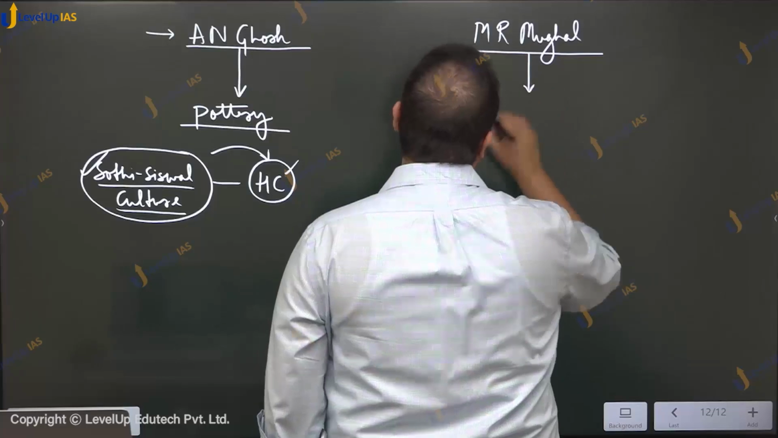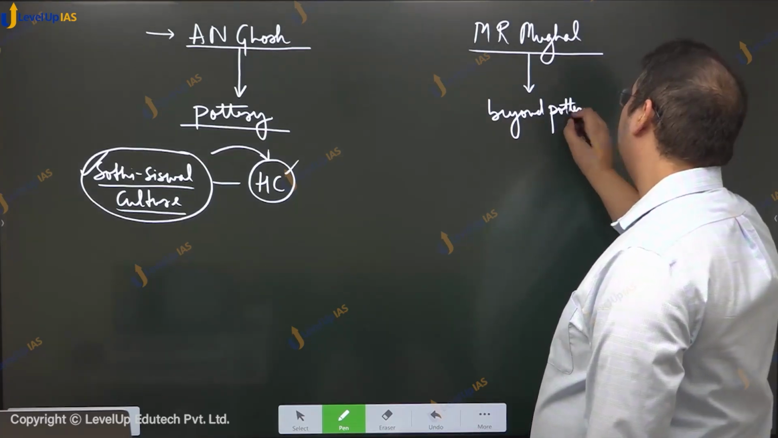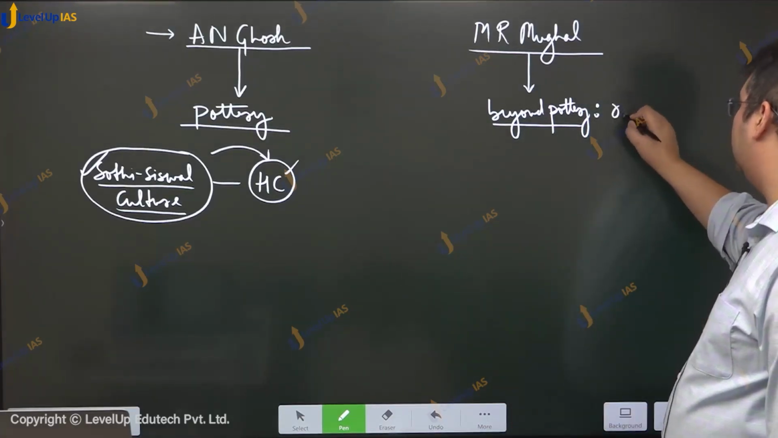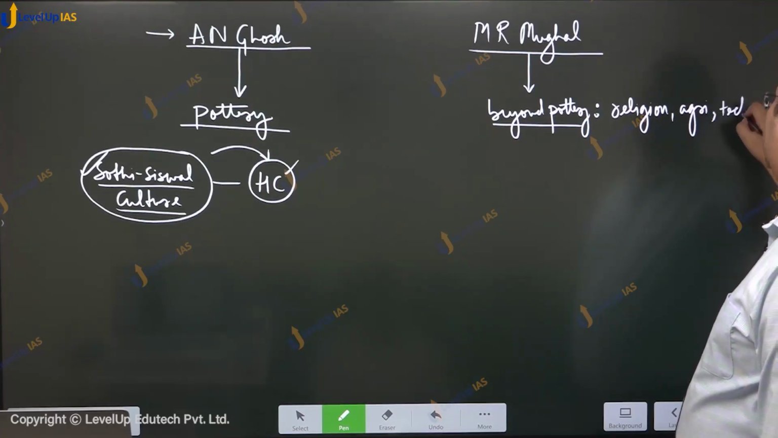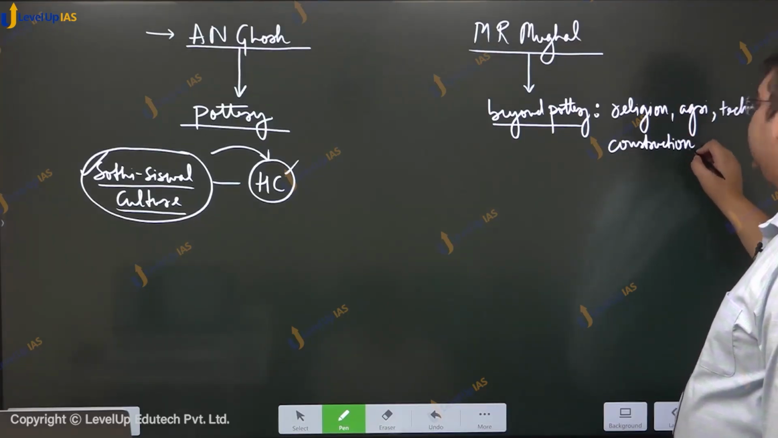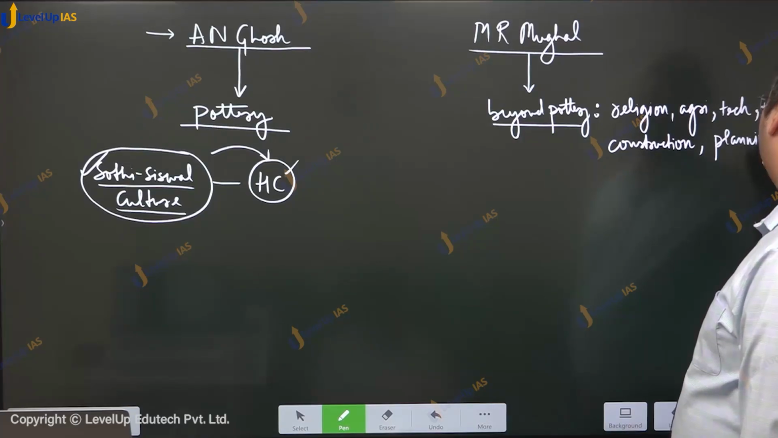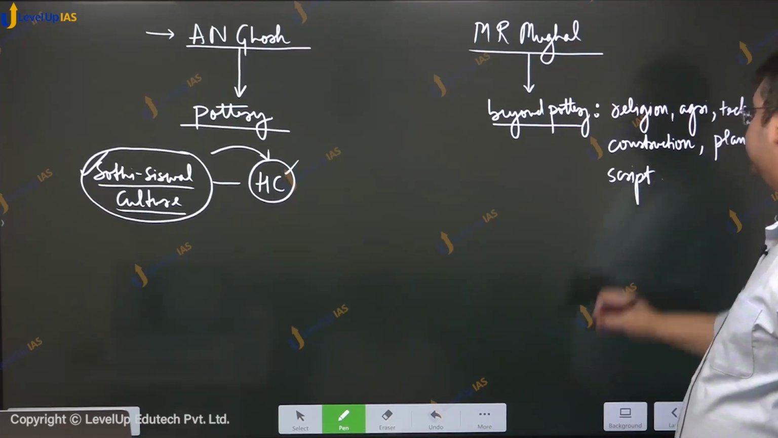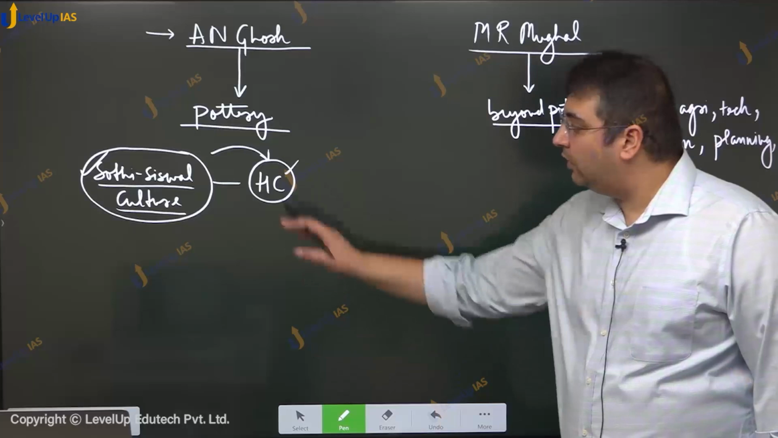M.R. Mughal, on the other hand, has gone beyond pottery to explore similarities in other fields as well, such as religion, agriculture, technology, construction technique, town planning, script, etc. And he has also gone beyond the Sothi Siswal culture only.